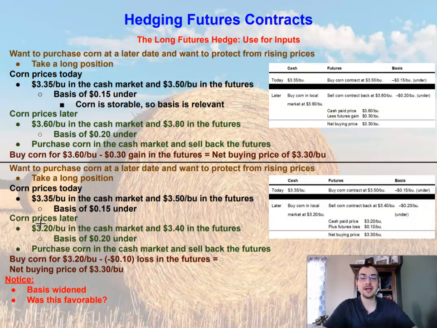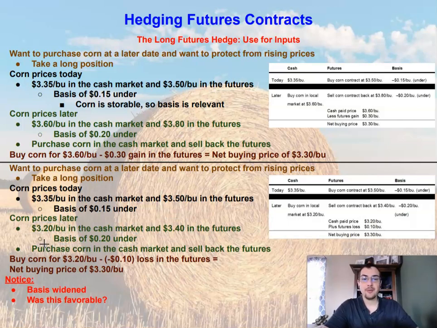Well, corn prices later now actually fall to $3.20, and the cash market falls to $3.40. So again, we have a basis of 20 cents under. Now what's happening? Is our basis widening or narrowing? Well, it's widening again because it's becoming more negative, less positive.